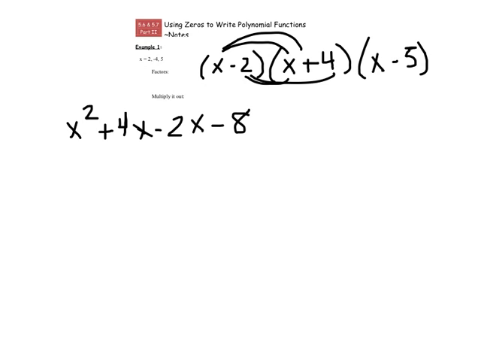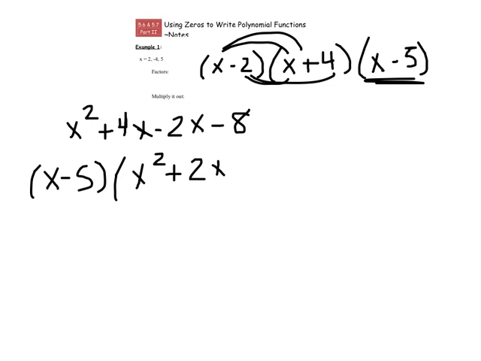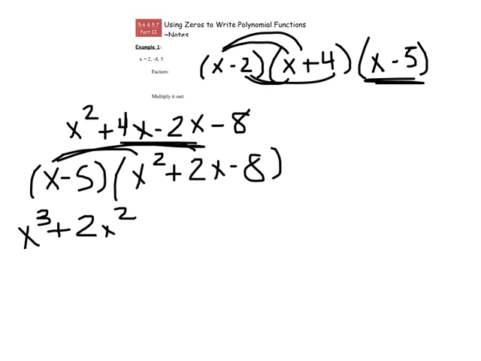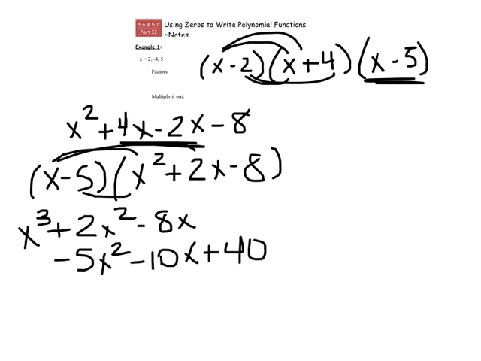Clean this up a little bit, and then we're going to multiply it by x minus 5. So I'm going to write the x minus 5 first. Then I have x squared plus 2x minus 8. I just collected those like terms. Let's go ahead and distribute this x throughout. So x times x squared is x cubed. Then x times 2x is plus 2x squared. And x times -8 is -8x. Then we're going to do the same thing with -5. So -5 times x squared is -5x squared. -5 times 2x is -10x. And -5 times -8 is +40.